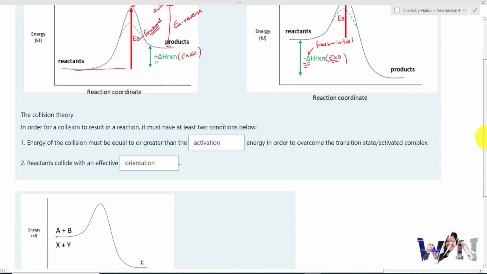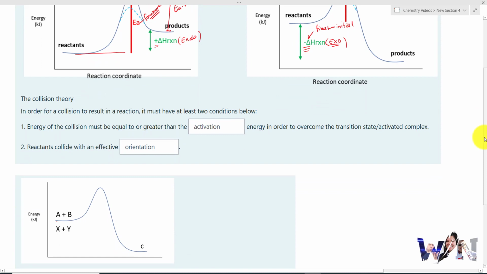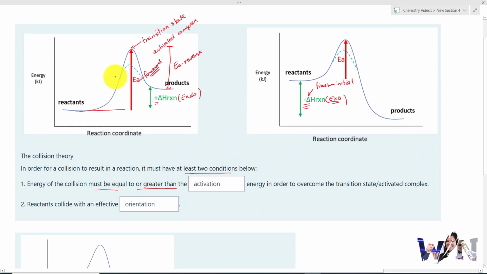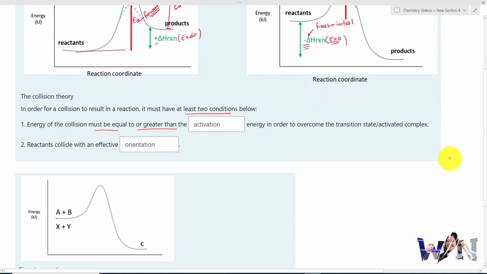So now let's look at collision theory. We know that molecules collide all the time, but here's the challenge: how do we know that a collision results in a chemical reaction? In order for a collision to result in a chemical reaction, it must have two conditions. First, the collision must have enough energy, equal to or greater than the activation energy. So it needs to have more than the potential energy right there. If it doesn't have enough, no reaction.